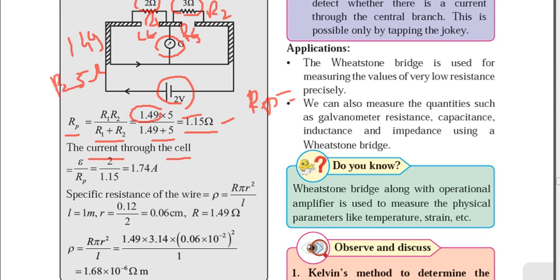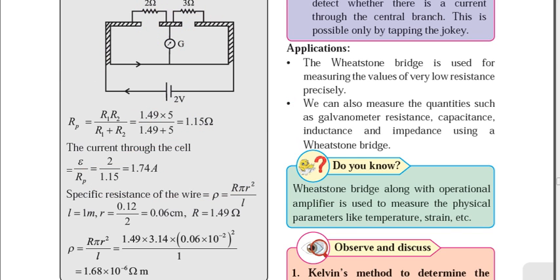So the current through the cell is E divided by RP, that is Ohm's law. I is equal to V by R. So instead of V, here EMF of 2 volt is the connected battery. So that will be a 2, and this R is nothing but the parallel resistance. हमारे पास दोनों भी वैल्यू है. E is given, that is 2 volt. RP we have already calculated, that is 1.15 ohm. So the current will be 1.74 ampere. Ampere is the unit of current.